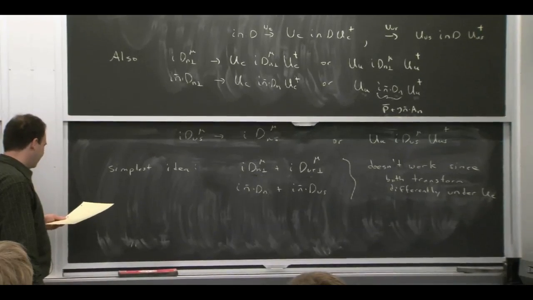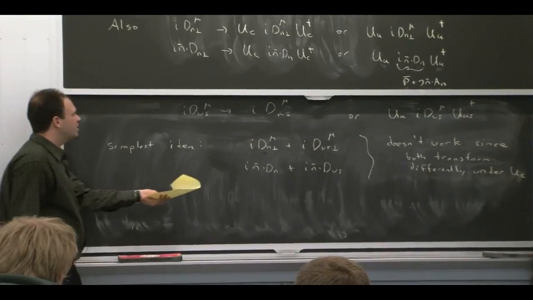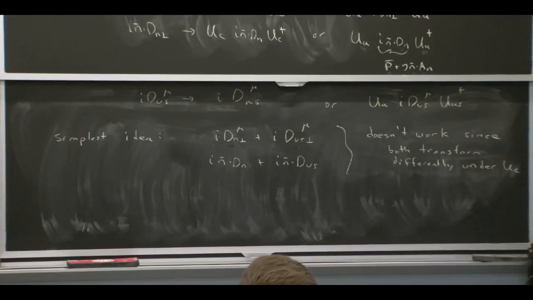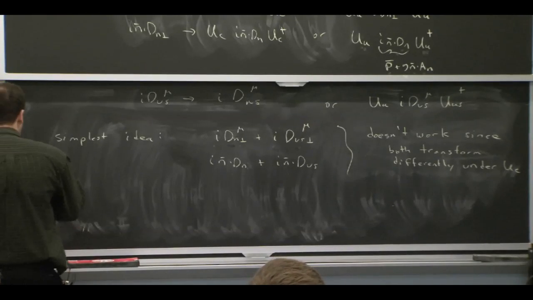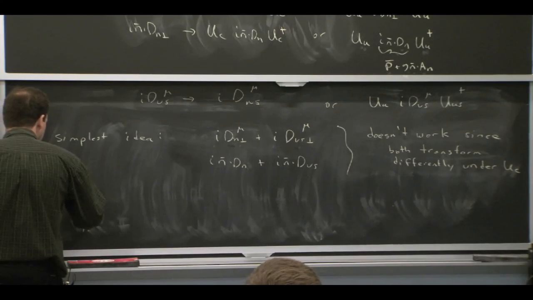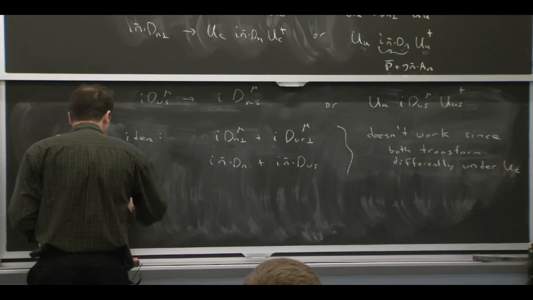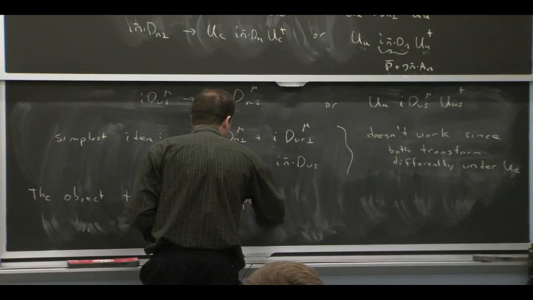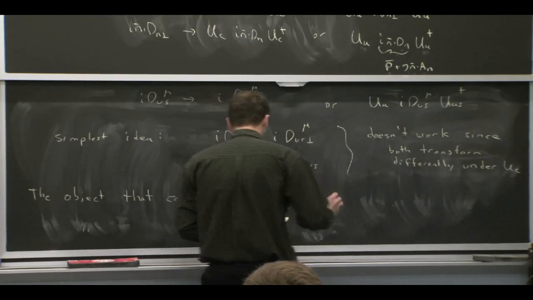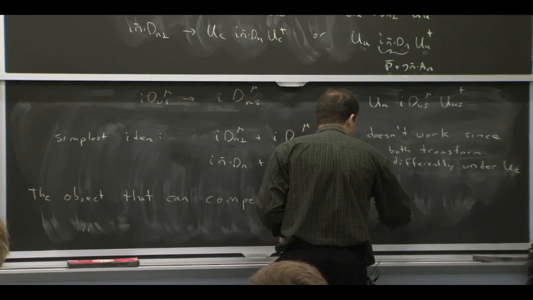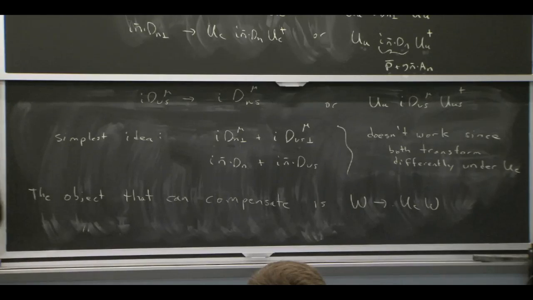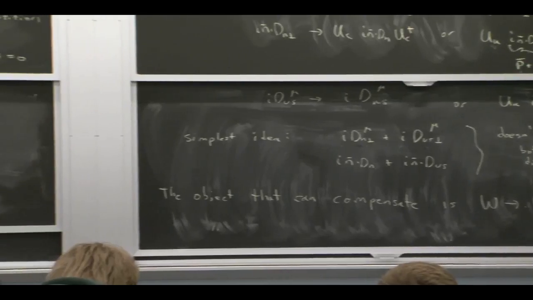All right. So what are we going to do? We need some kind of compensating object to make these things transform in the same way. And we have such a compensating object. That's our Wilson line. So the Wilson line transformed on one side. And so we can use it to modify those formulas and get a result where both terms transform in the same way.